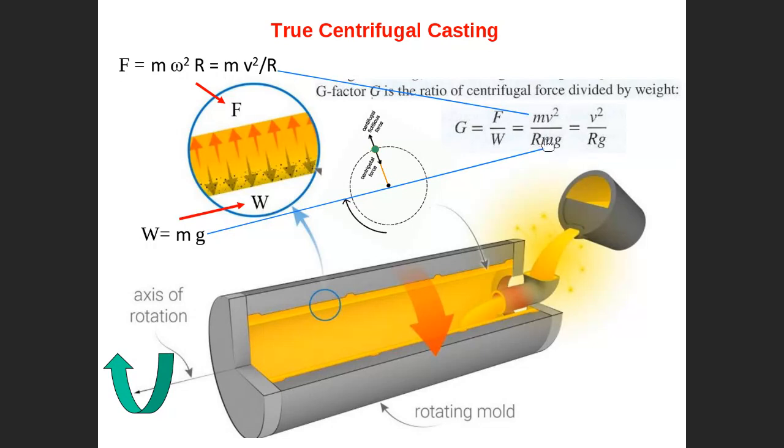Then you can see that m cancels m, and you get v squared divided by rg. This is the G ratio. Definitely, as you can see, G must be bigger than 1. You agree with me? G must be bigger than 1. If G is smaller than 1, then you will never get the cast.